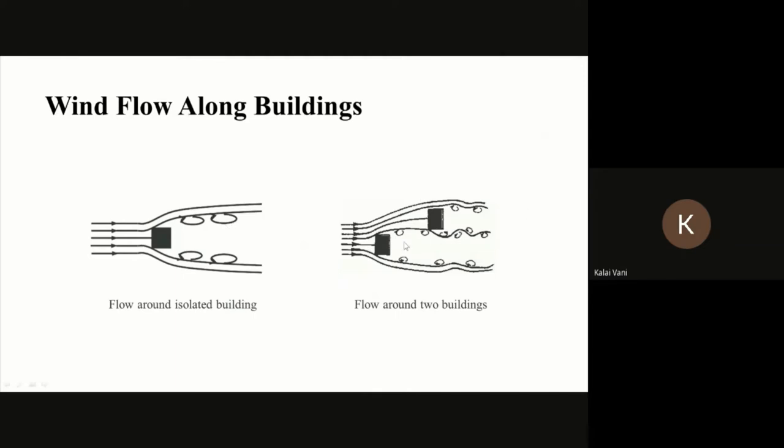Here there is one building, and next to that you have one more building. When the wind is flowing, you can see how the wind flow is disturbed, or changed, because of the obstruction from the nearby buildings. So if your building is isolated, we need to consider one flow of wind. And when your building is surrounded by two or more buildings, or many very closely spaced buildings, you have to do a different type of calculation. So this is how the wind is flowing.